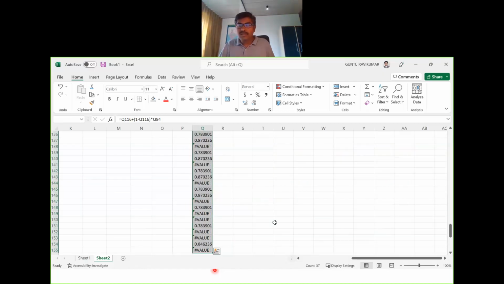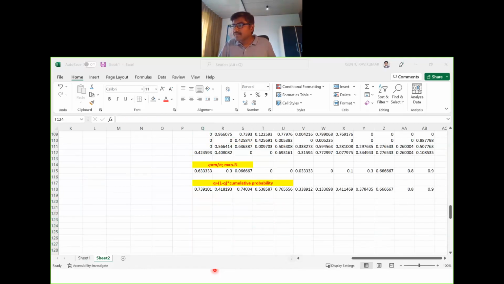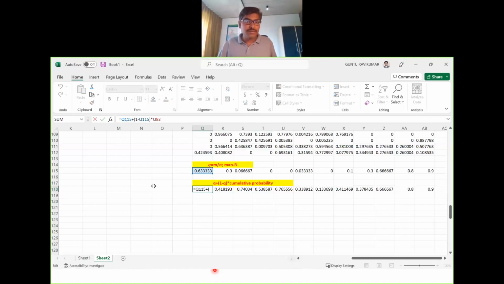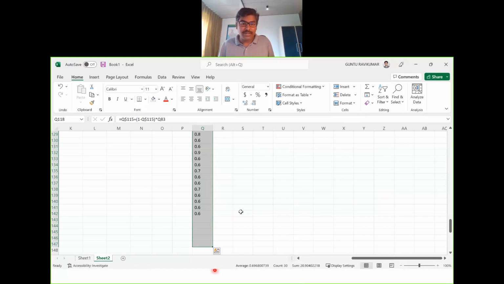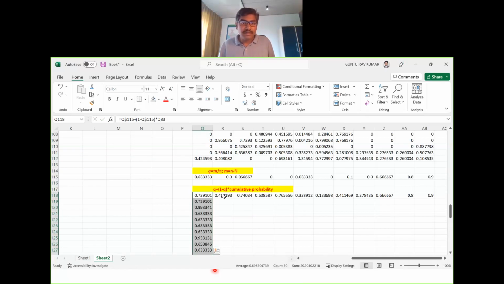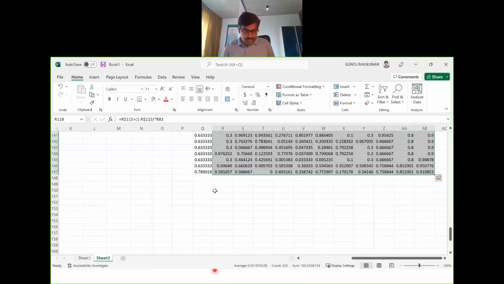Okay, I did some mistake here. So the dollar symbol is important. I missed the dollar symbol. So here, this Q should be constant. Now I should do it for 30. So similarly, here I'll drag this for the rest of the months. And from here, double click on it. So you'll get the values.